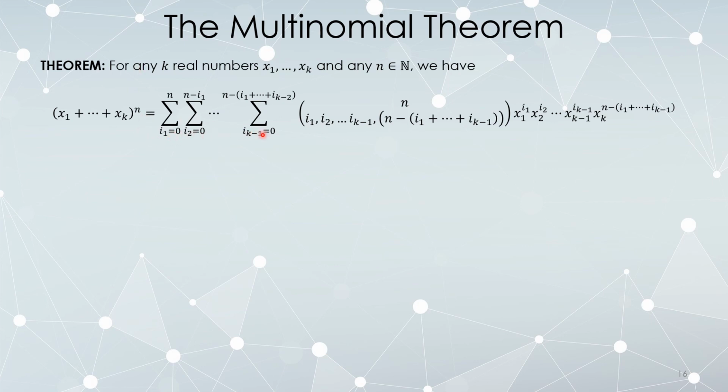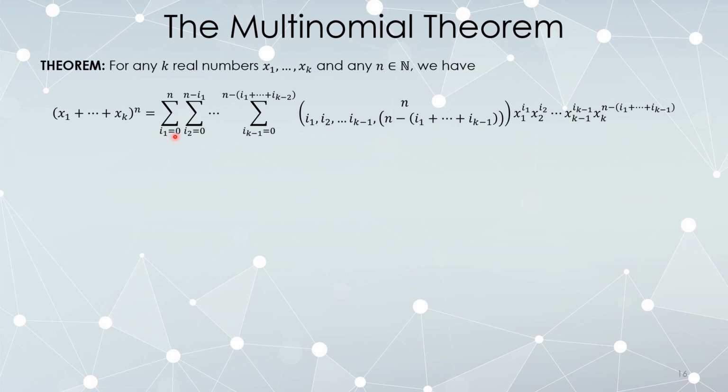I have a whole bunch of different indices here. I1 is something between 0 and n. Once I1 has been chosen, I2 is something between 0 and n minus I1. Once I1 and I2 have been chosen, I3 would be something between 0 and n minus I1 minus I2, etc., until finally, once I1 through Ik minus 2 have all been chosen, I sub k minus 1 goes between 0 and n minus the sum of all the indices that have been chosen. That's really what we're doing here.